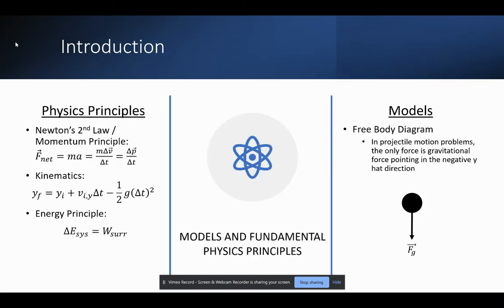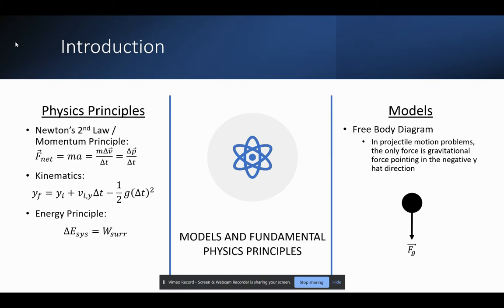Since Tarzan is subject to the force of gravity, it will be useful to understand the momentum principle. F net equals ma equals m delta v over delta t equals delta p over delta t. Additionally, since Tarzan's motion will be modeled in 2 dimensions for this lab, kinematics can be applied. Specifically, the kinematics equation used is y final equals y initial plus v initial in the y direction times delta t plus 1/2 g times delta t squared.